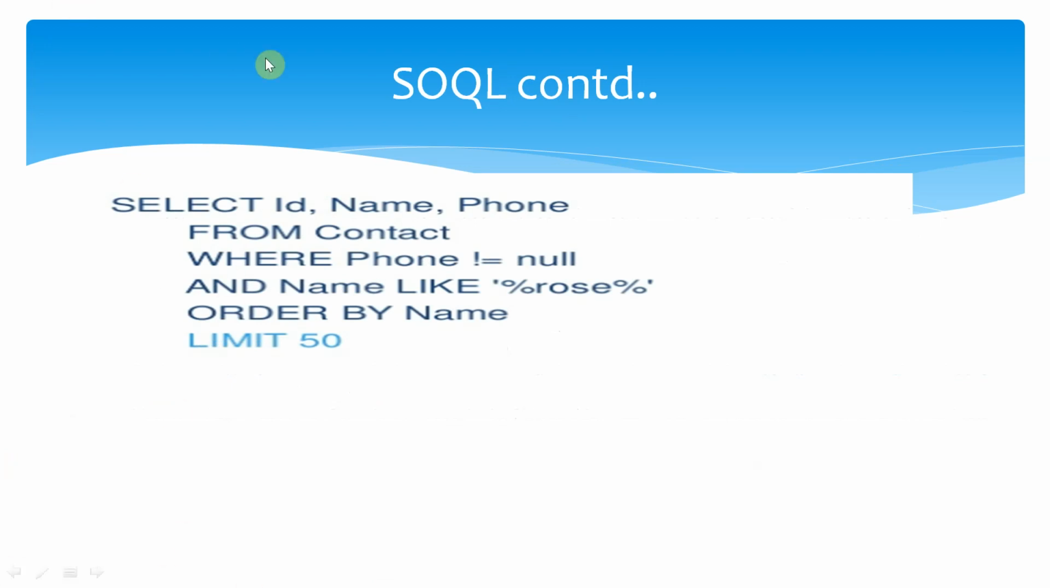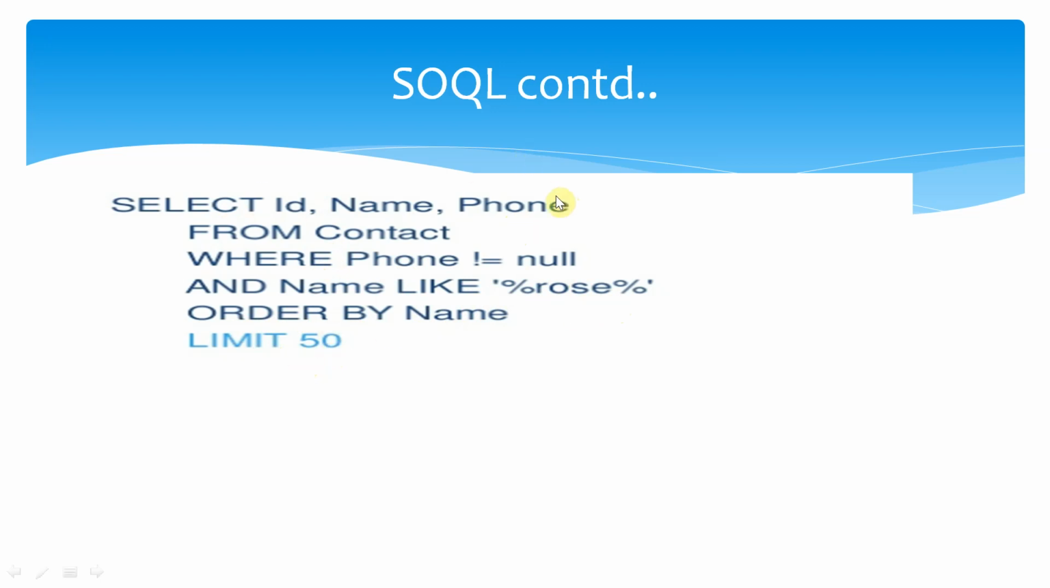This is a simple query which says select ID, name, phone from contact where phone not equal to null and name like. Now this is a search pattern, so any name having the pattern will be found, and then you're ordering it by name just like in SQL, and you're limiting it to 50 records.